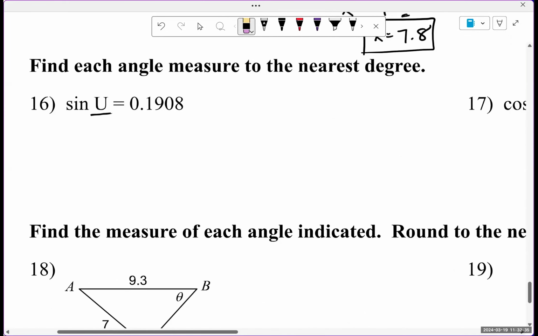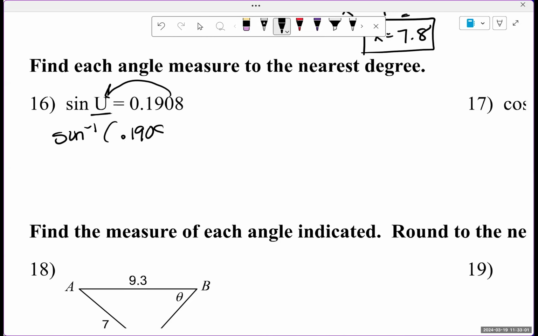Now, sine of some angle is 0.1908. This is the inverse function. So I need to do the inverse to work backwards. So sine inverse of 0.1908. Yeah, I need to do the inverse function.